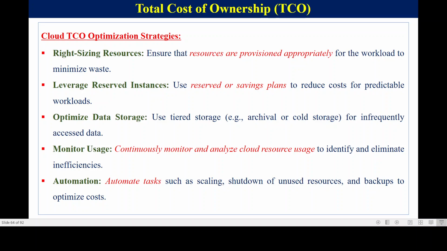Next one is monitor resource usage. Organizations should continuously monitor CPU utilization, memory utilization, storage utilization, and network utilization. And the last one is automate resource management. It reduces unnecessary cloud expenses. Organizations can automatically stop unused virtual machines, scale resources, schedule backups, and delete temporary resources. Automation minimizes manual work while optimizing cost.